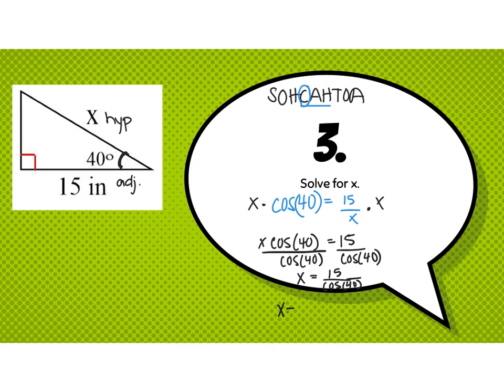And you get x equals 19.5811 and so on. And so if we round to the nearest tenth, 19.6. This example was another example about finding a missing side length.